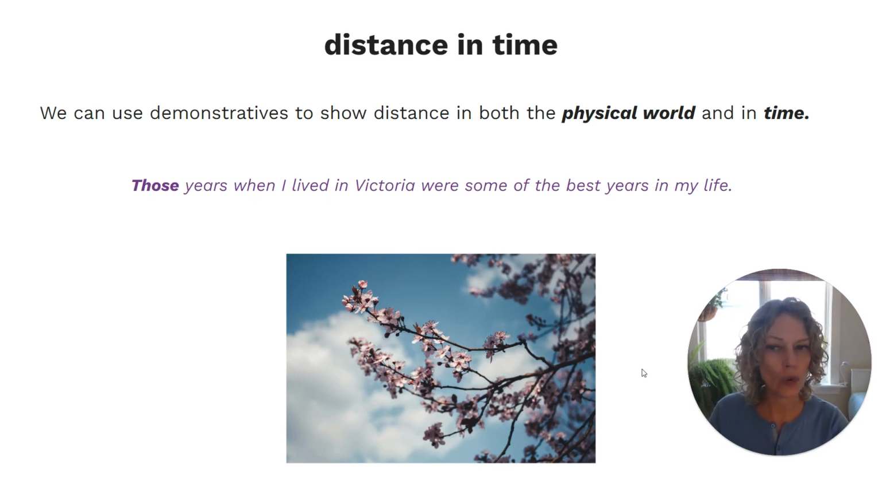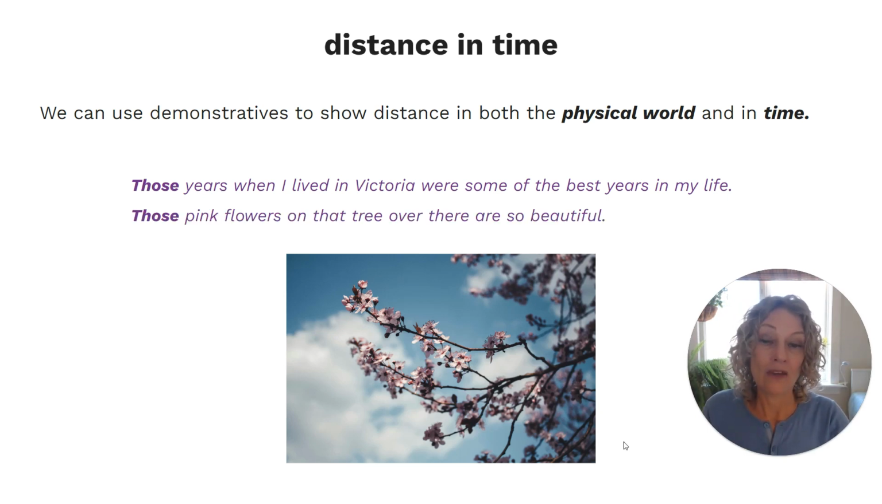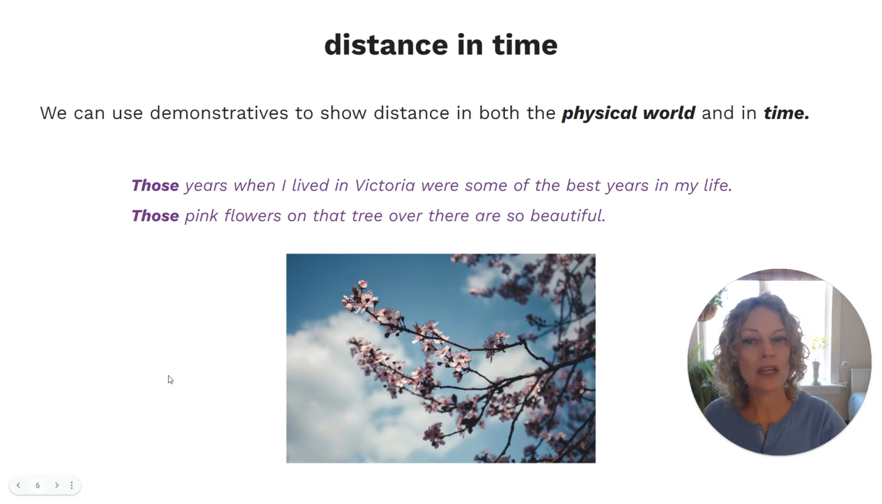So I can use those to show a time that was in the past and further away from where I am now. And it's plural, our noun is plural, years, and that's why we're using those. If I wanted to talk about 1 year, I would say that year in the past. And if I'm talking about physical distance, then I might say something like, those pink flowers on that tree over there are so beautiful. So in this case, I'm talking about physical distance, not distance in time. So I'm pointing over there across the street, maybe.